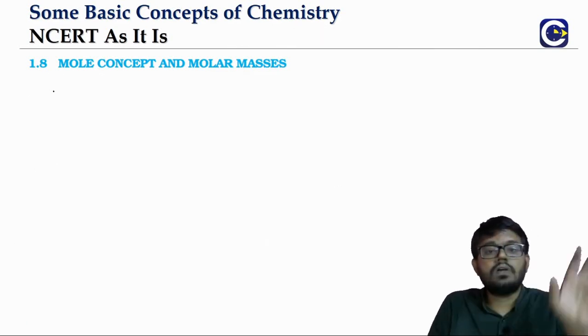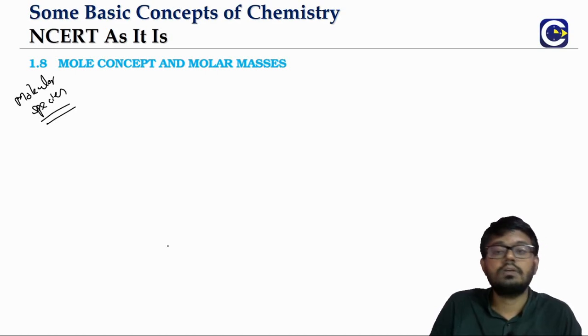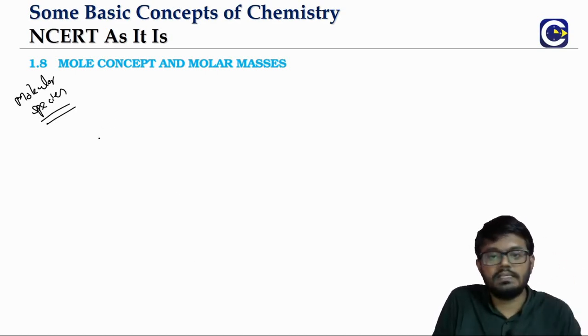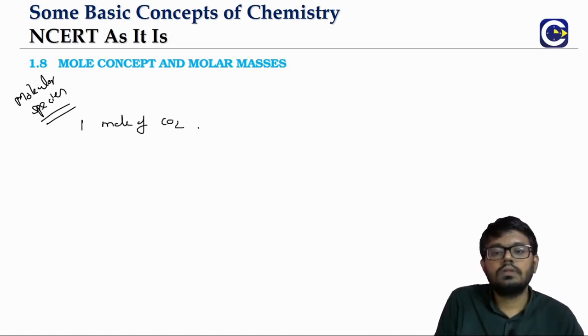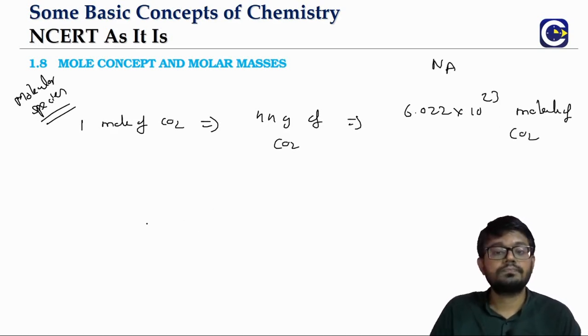Now, just like the way we talked about the atomic species, for the molecular species we can take the example of CO2 itself. 1 mole of CO2 means what? The mass of this will be 44 grams. And this basically contains the Avogadro number, 6.022 into 10 power 23 molecules of CO2. That is the Avogadro number of molecules.